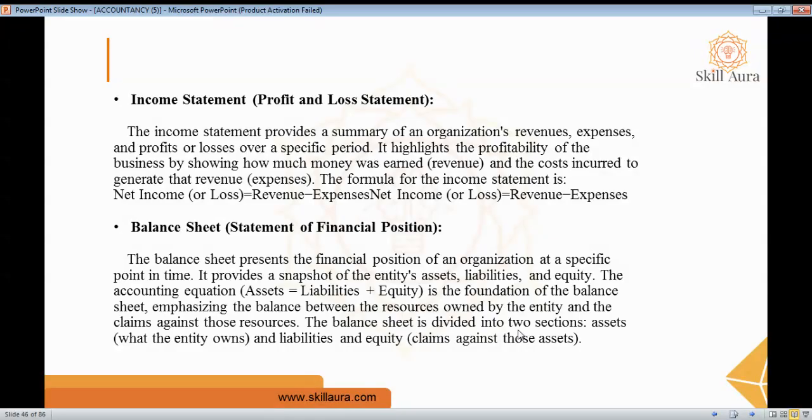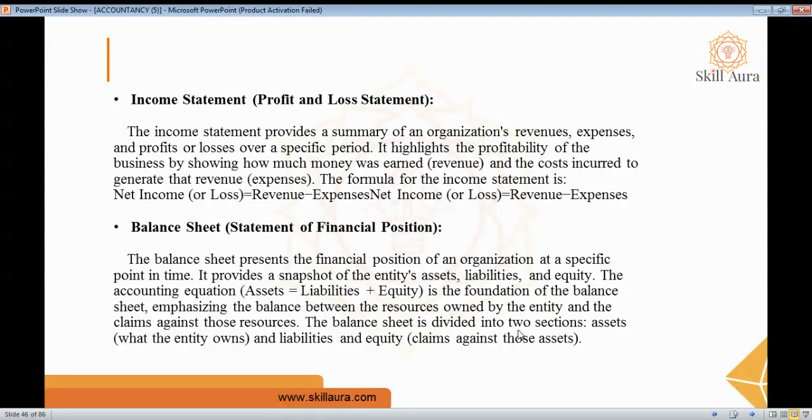Let's know the meaning of balance sheet. Here, it is also called a statement of financial position, and it provides a snapshot of the company's financial position at a specific point in time. Here, it shows the company's assets, liabilities, and shareholder equity. And this balance sheet uses the accounting equation, that is assets equal liabilities plus equity.